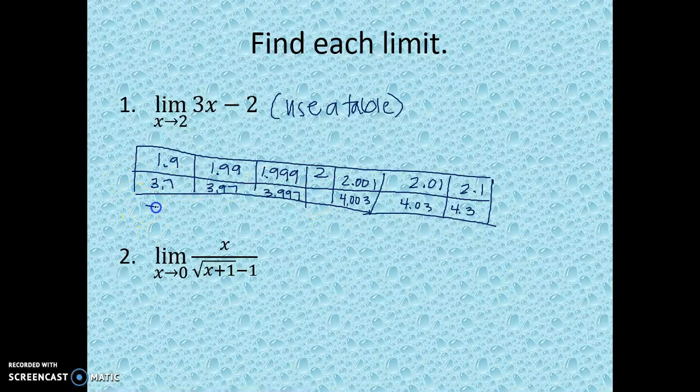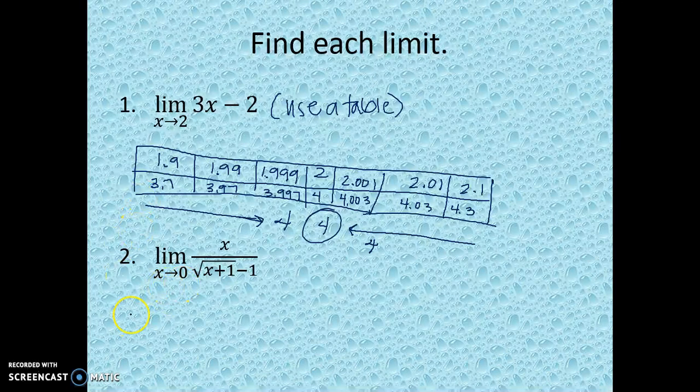So as I'm coming from the left, 3.7, 3.97, 3.997, that's approaching 4. As I come from the right, 4.3, 4.03, 4.003, that's approaching 4. So it is approaching 4. That is my limit. So my limit is 4. Now, coincidentally, it is also 4 when you plug that in there. That is not always the case, and we will look at how to figure that out.